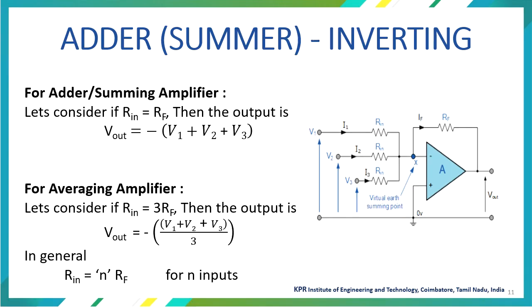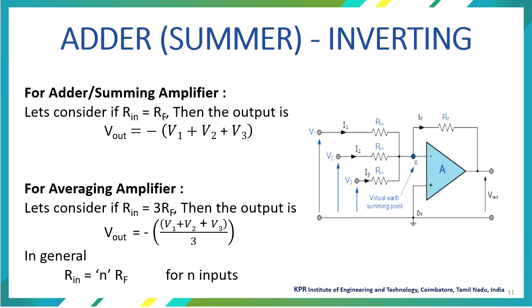From the above equation, if you want this to act as an adder or a summing amplifier, let us consider Rin is equal to Rf. Then the output will be modified as Vout equal to minus (V1 plus V2 plus V3). This will give you the addition of all three input signals, but the negative sign shows that all your inputs are connected to the inverting terminal.